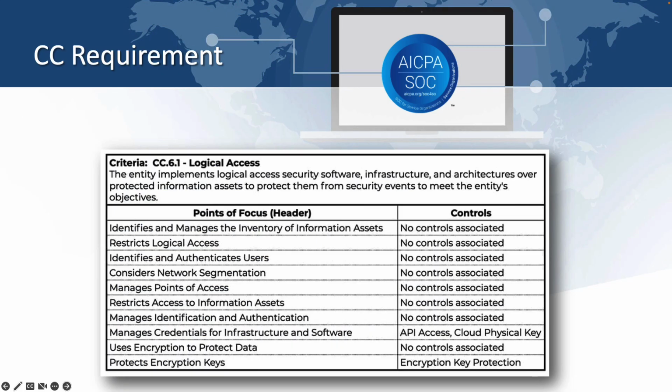Here is an example of one of the requirements under CC6, which is logical access and physical security. You'll have the principle which says that the entity implements logical access security software, infrastructure, till the end, and under that you have some points of focus that you need to take care of, or some controls that need to be implemented and put in place for you to actually comply to the criteria or to the principles under this criteria.